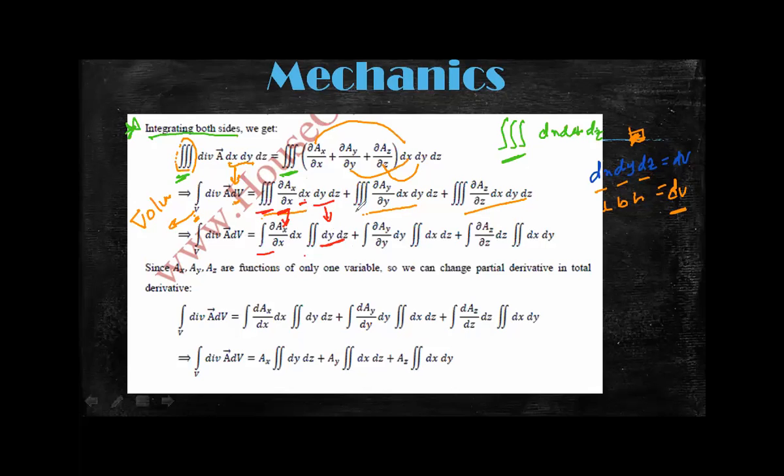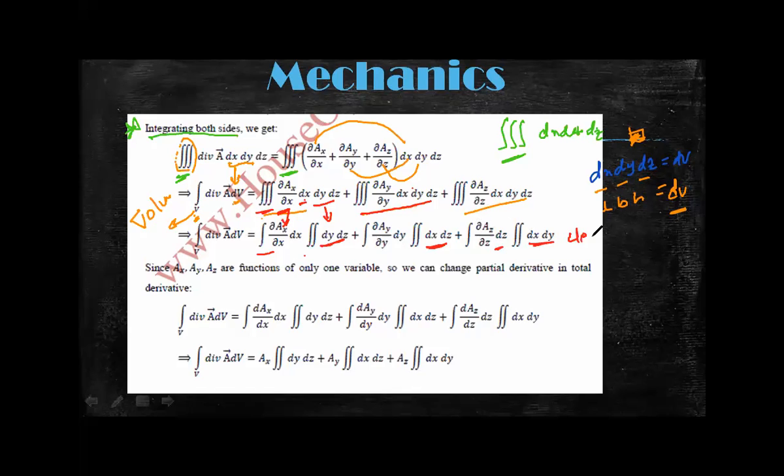Okay, I'm writing here. Here y is there, so ∂Ay/∂y, so I should write it as dy here, right? Then the remaining components, dx and dz, I'm writing here. Similarly, for z, one integral goes for ∂Az/∂z into dz, then the remaining components dx dy. I'm just splitting the triple integral into 1 and 2. Okay, is this step clear?